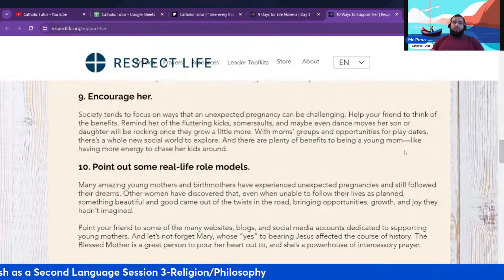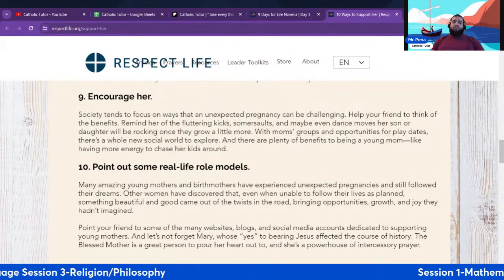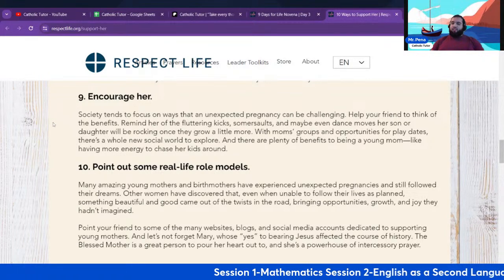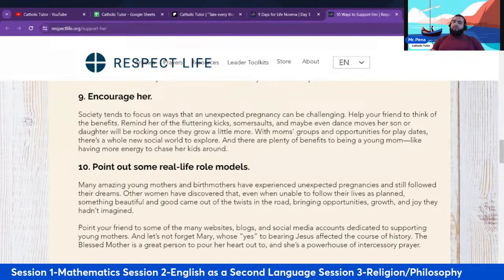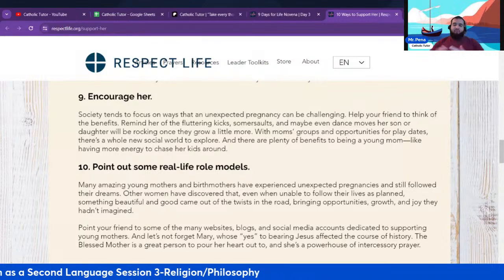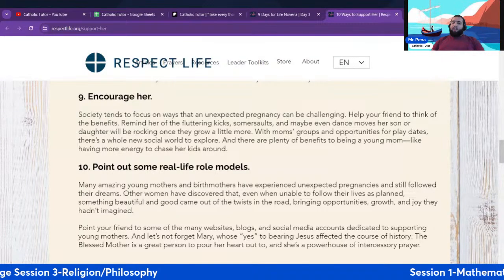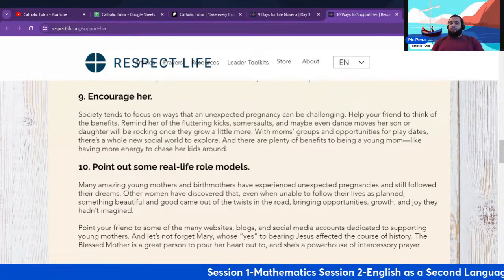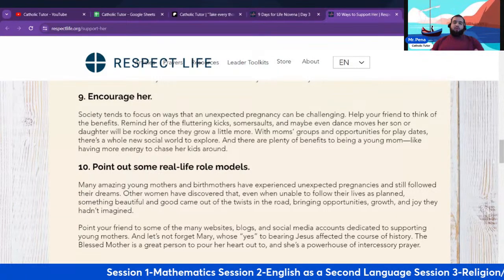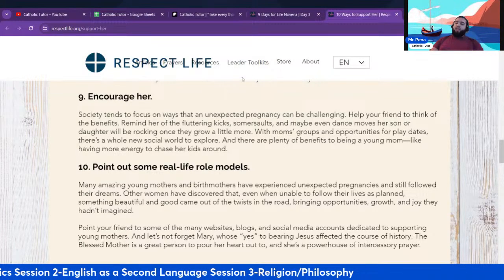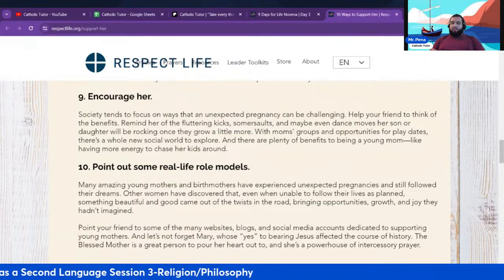Number 9, encourage her. Society tends to focus on ways that an unexpected pregnancy can be challenging. Help your friend to think of the benefits. Remind her of the fluttering kicks, somersaults, and maybe even dance moves her son or daughter will be rocking once they grow a little more. With moms groups and opportunities for play dates, there's a whole new social world to explore. And there are plenty of benefits to being a young mom, like having more energy to chase her kids around.